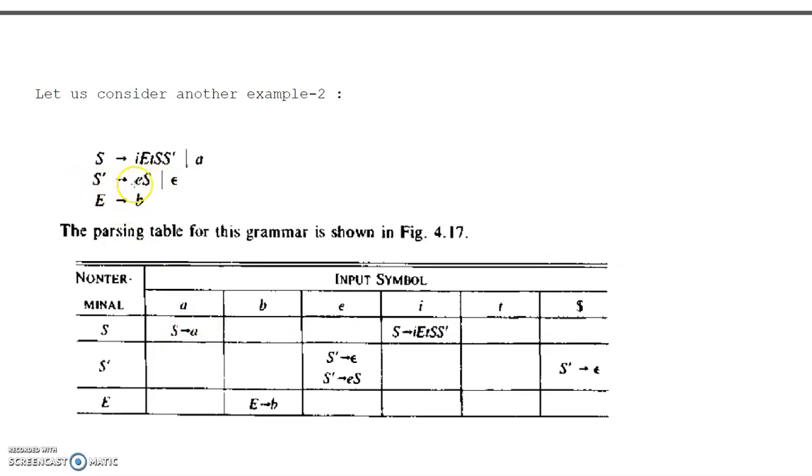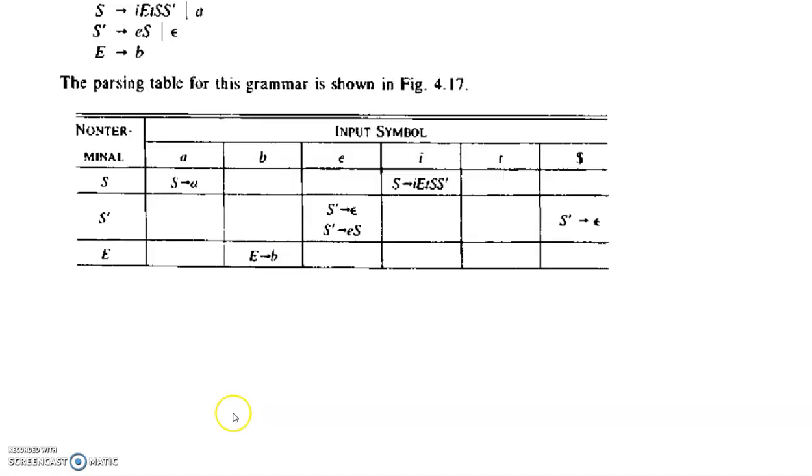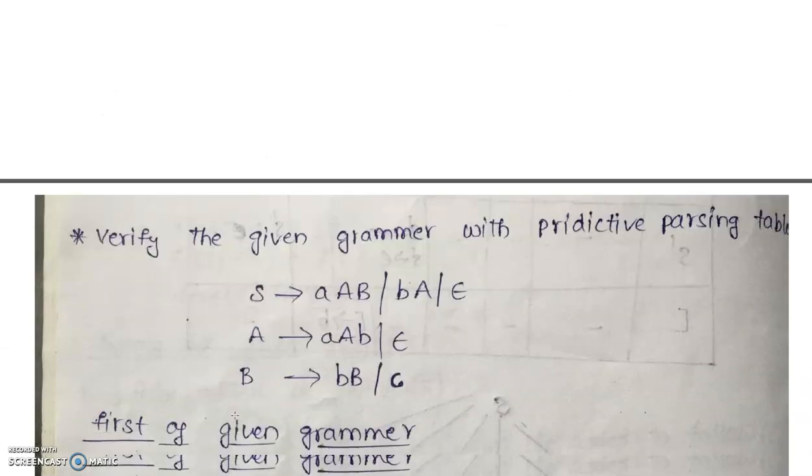The first of S' is e comma epsilon, so S' tends to eS is added in the S' row and e column. When epsilon occurs, we have to consider the follow of S', which is e comma dollar. Then once again S' tends to epsilon is added to the e and dollar columns, and E tends to b, since the first of b is b, is added like that.